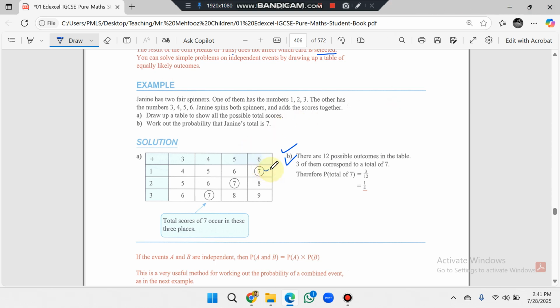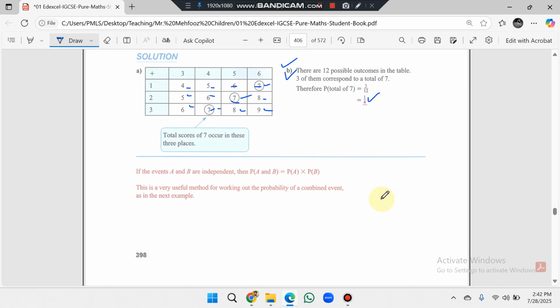So total 7 appears in this place, in this place, and in this place. You can see that there are just 3 ways of finding the total 7. It means that the total favorable outcomes are 3 and the total outcomes are 1, 2, 3, 4, 5, 6, 7, 8, 9, 10, 11, 12. So the probability of total 7 is 3 over 12, which can be written as 1 over 4 in simplified form. So this is basically the solution of this example, right?